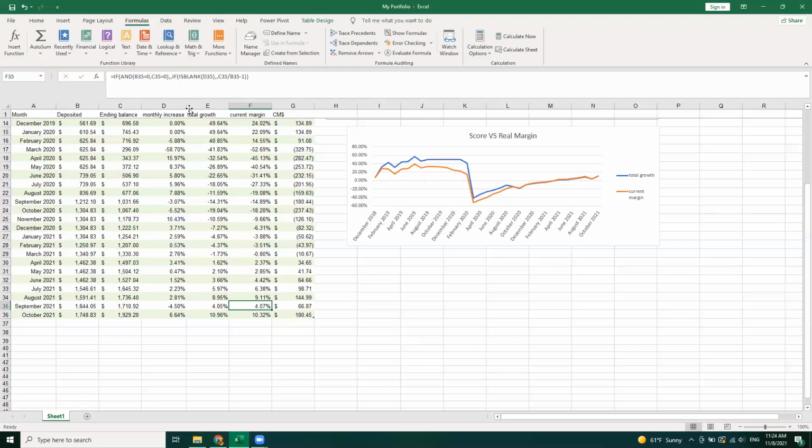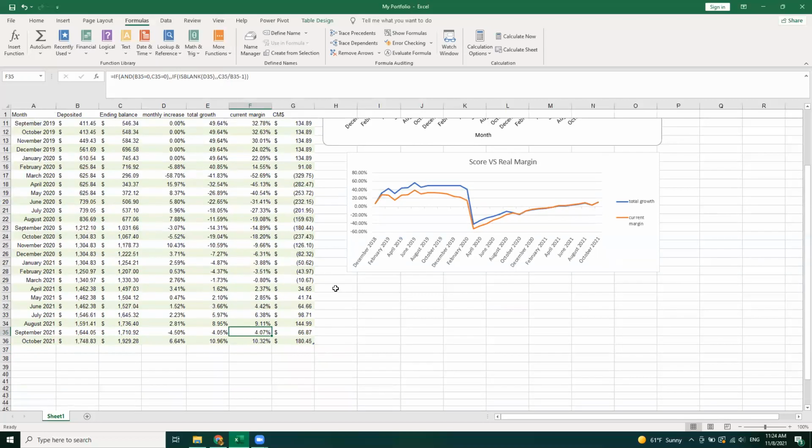Also, I froze the top row there. If you know how to do that, I'm not going to teach you how to freeze the rows, but yeah, I have it like that, because there are too many columns otherwise. This is the current margin. Current margin is just the balances, the ending balance divided by the deposits, and the dollars is the minus because I want the dollar value, not the percentage. And there we are.